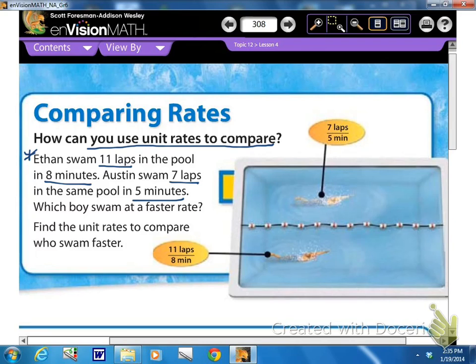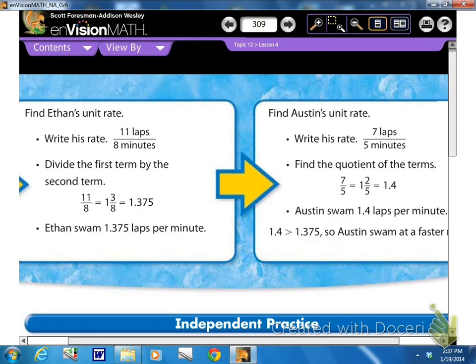So in order to do this, we need to find the unit rate so that we can compare to find out who swam faster. Okay, first let's look at Ethan's unit rate, or finding his unit rate. Right now it shows us that he can swim 11 laps in 8 minutes, and we want to get this down to 1 minute. We want to find out how far can he swim in 1 minute.